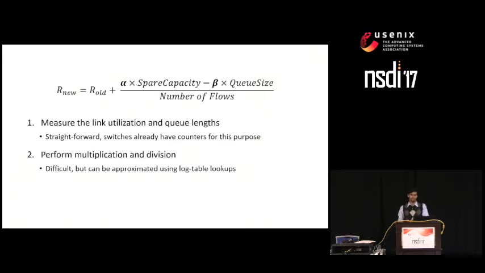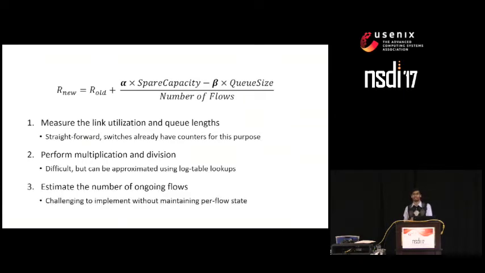Next, we need to be able to perform some multiplication and division. And this is slightly difficult because, if you recall, the processing primitives on these switches are very limited. And we can't do multiplication and division on the data plane. But in the paper, we show how we can approximate this using either bit shifts or log table lookups to a fairly good accuracy. Finally, we need to estimate the number of ongoing flows. And this is fairly challenging if the number of flows is really large and we cannot maintain per-flow state.